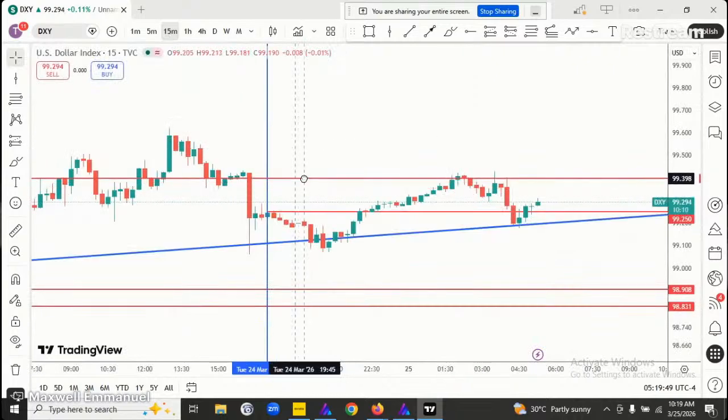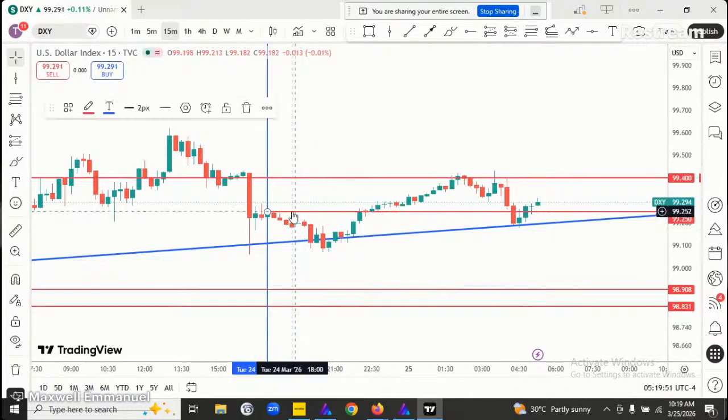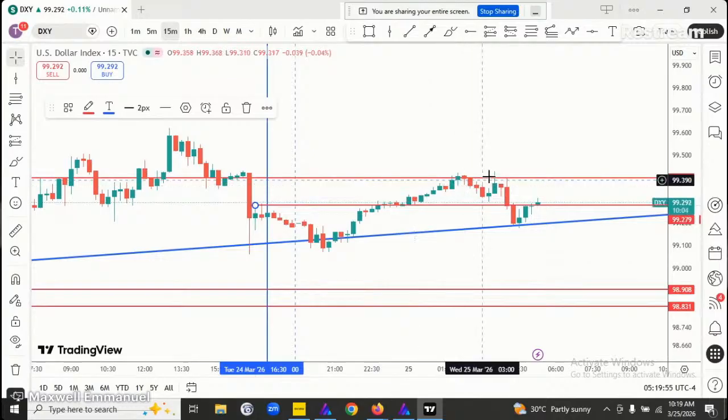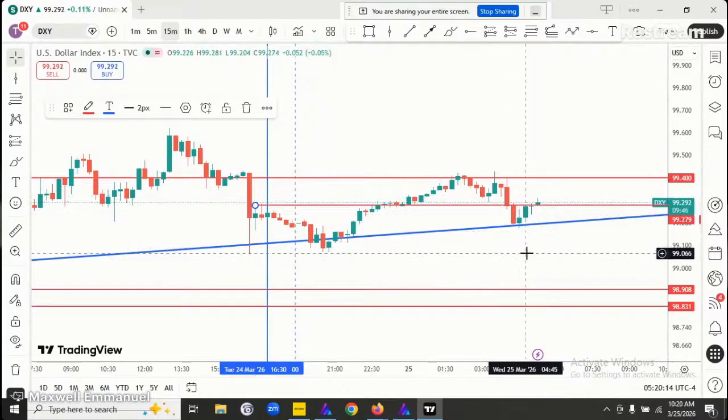Can you see the fair value gap they came to fill? They filled this fair value gap and created a new fair value gap here. The market is trying to fill that fair value gap now. That's the reason for this pullback. Once it has filled this fair value gap, it's going to continue selling.